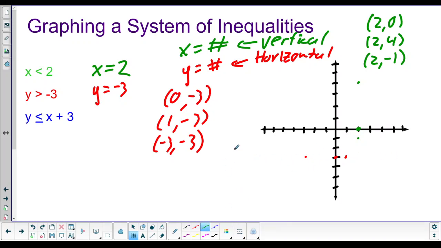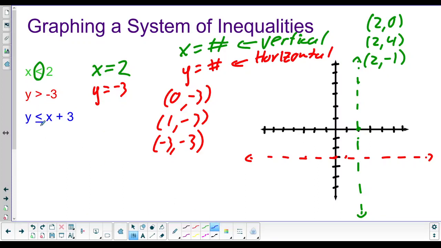Okay. Now we actually need to make our line, but we can't just make them solid all the time. We have to think. Does that have a line under it? No, so we're going to make a dashed line. So this vertical one has to be dashed. All right. There is x is less than 2. This one doesn't have a line either, so this one is also going to be dashed. So our horizontal line is going to be like that, also dashed, because we don't have a line.